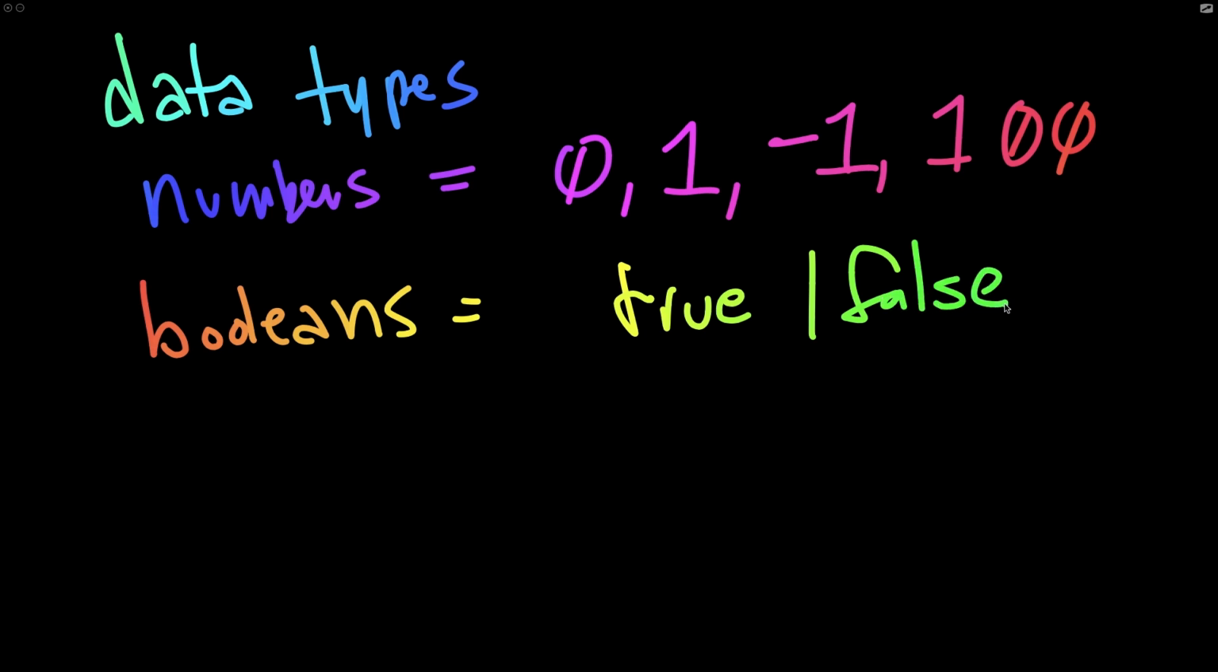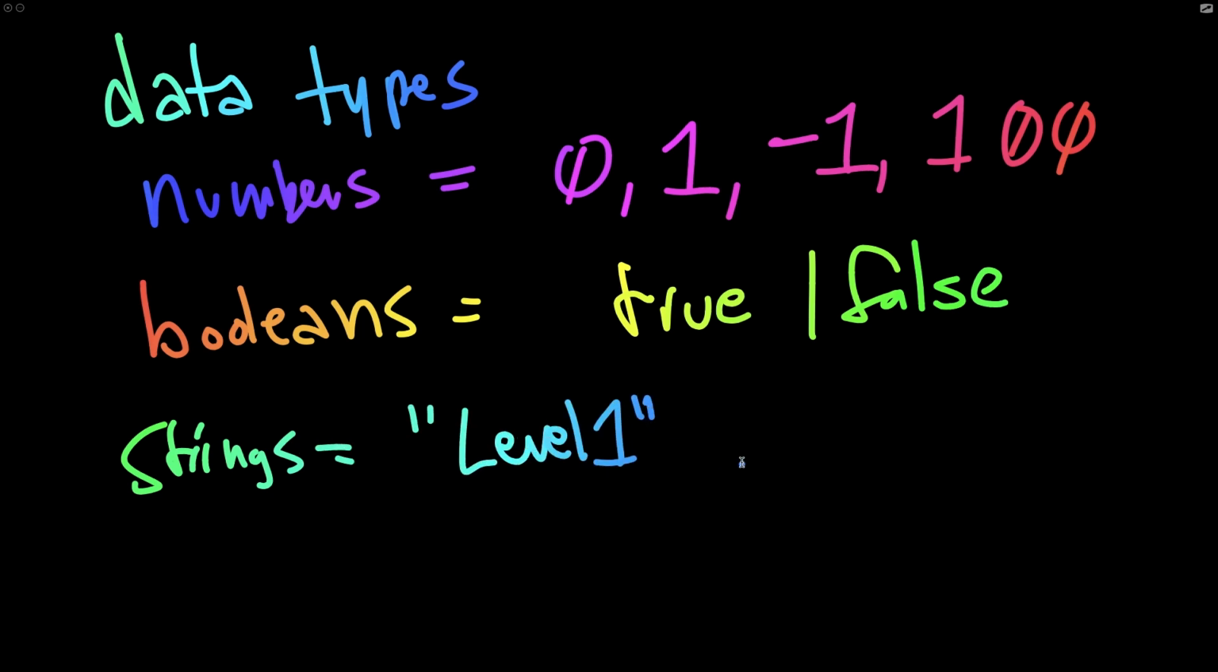They're good for making decisions or keeping track of a status, like whether the player is alive or not. The other type of data that we'll use are strings. Strings are sequences of characters. They could be used to save the name of a level or some dialogue that a player might say.